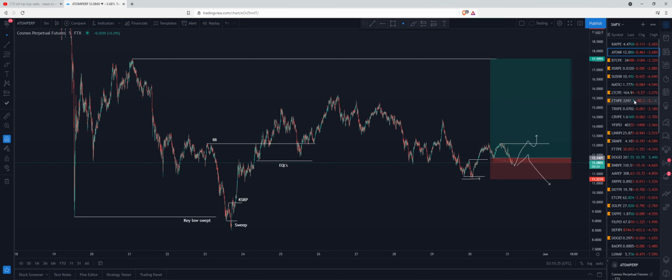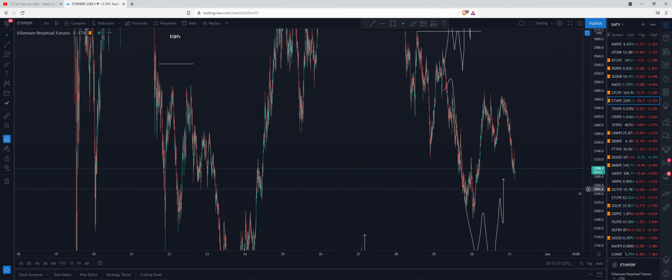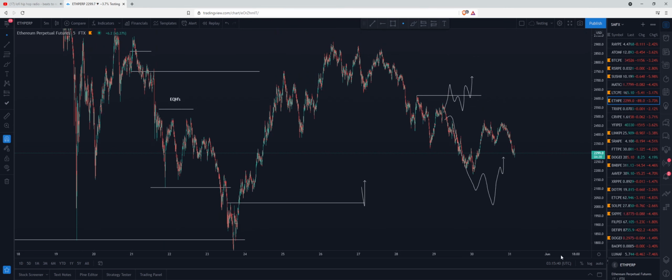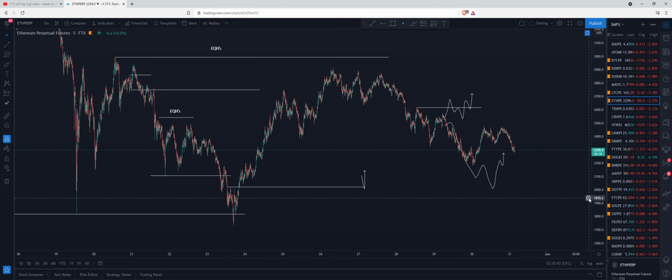Already 8 minutes in. Okay. ETH. A similar story to Atom actually. So let's go over this.